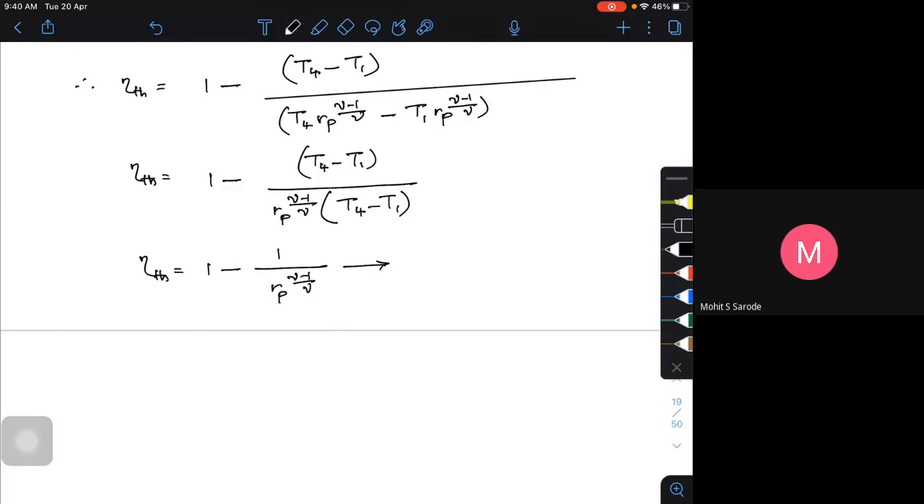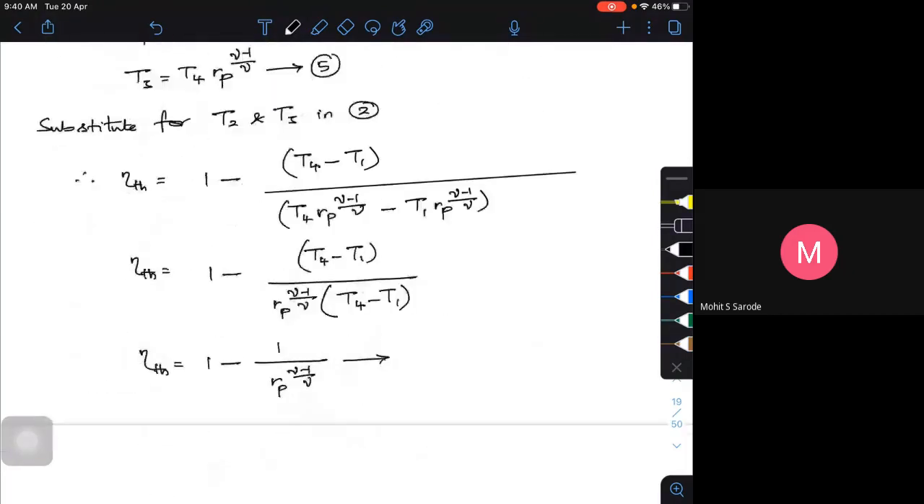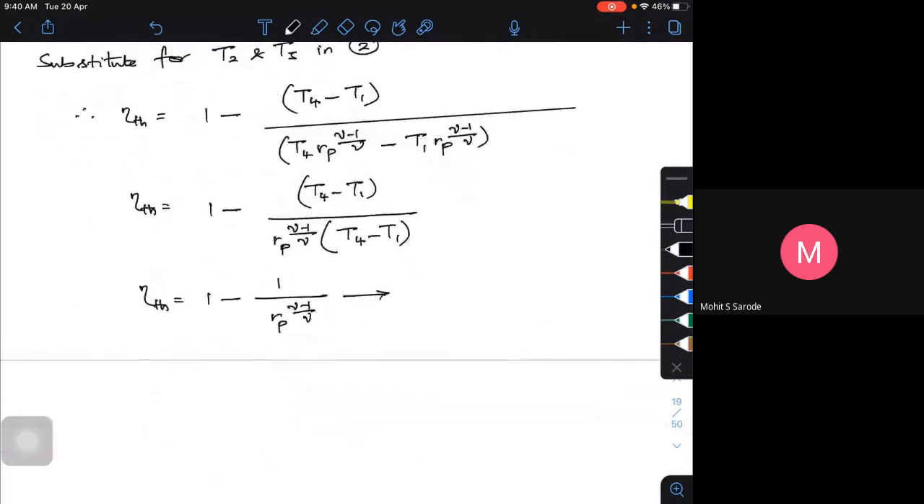Which I am calling equation number 6. This is the expression for thermal efficiency.